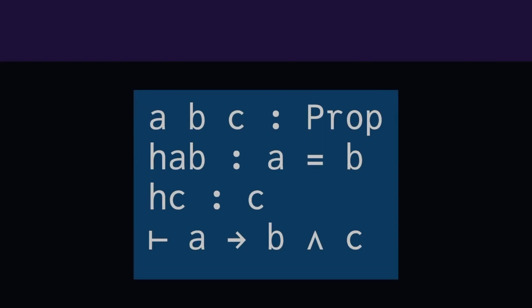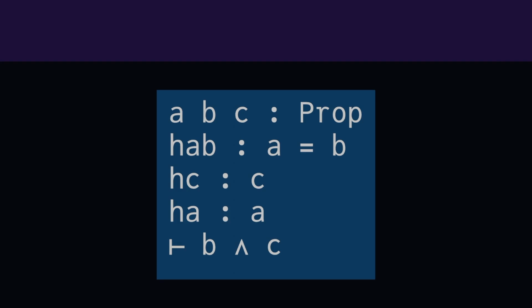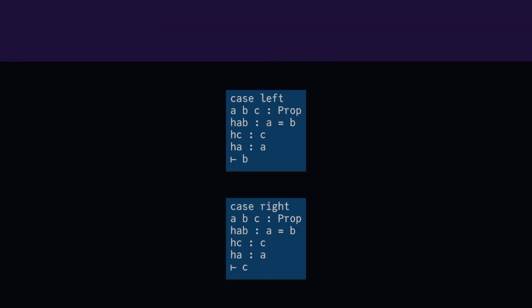Suppose A, B, and C are propositions. Given that A equals B is true, and that C is true, we want to show that A implies B and C. First we apply the intro tactic, which moves A into a new hypothesis, HA. Then we apply the constructor tactic, which splits the conjunction into two cases.